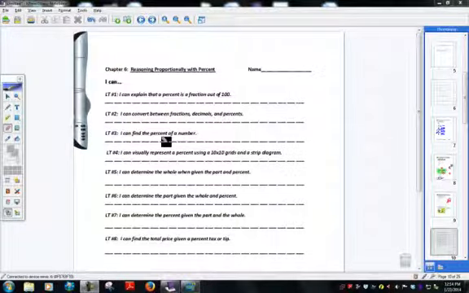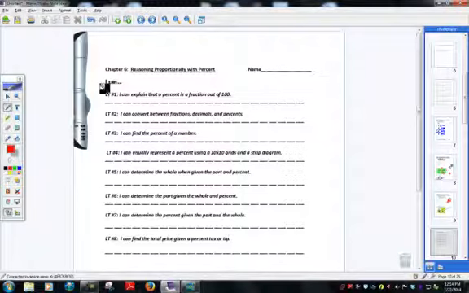Alright, I just wanted to do a quick, hopefully quick, little review video over these learning targets because obviously your formative is tomorrow on Thursday. I just wanted to make sure we're all ready because I don't feel like we're ready.